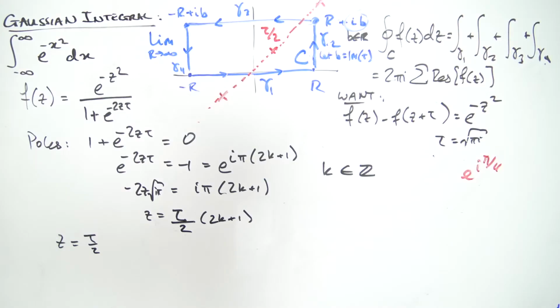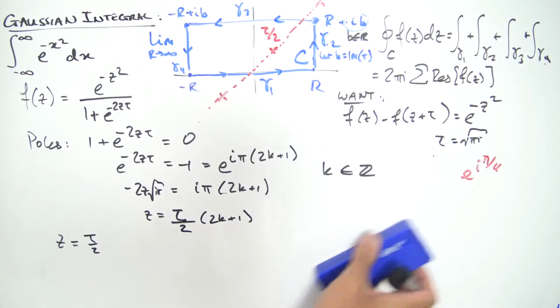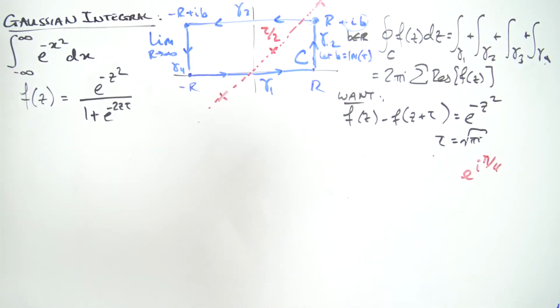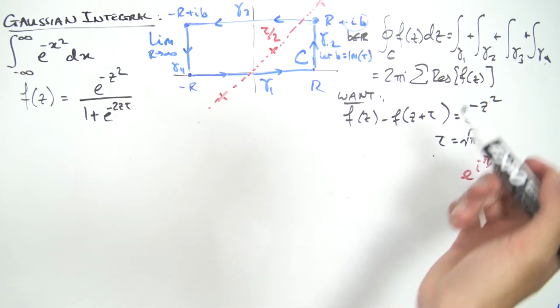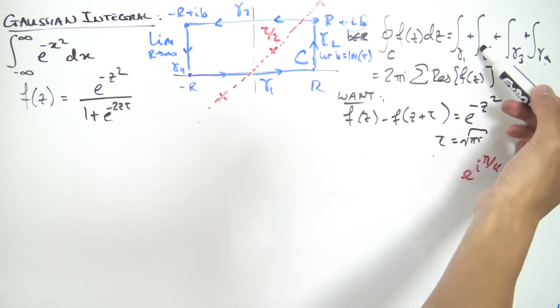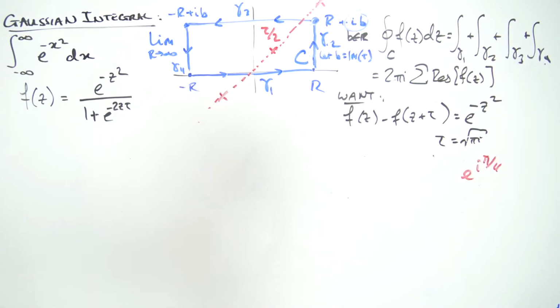Alright, so we know what pole we're dealing with. We're just dealing with the pole tau over 2. And now remember at the start of the video, we assumed that the integral over gamma 2 and the integral over gamma 4 vanish as r approaches infinity. Let's in fact show that that is the case for this function f of z, because if it's not, we clearly can't evaluate it using the residue theorem or anything like that.